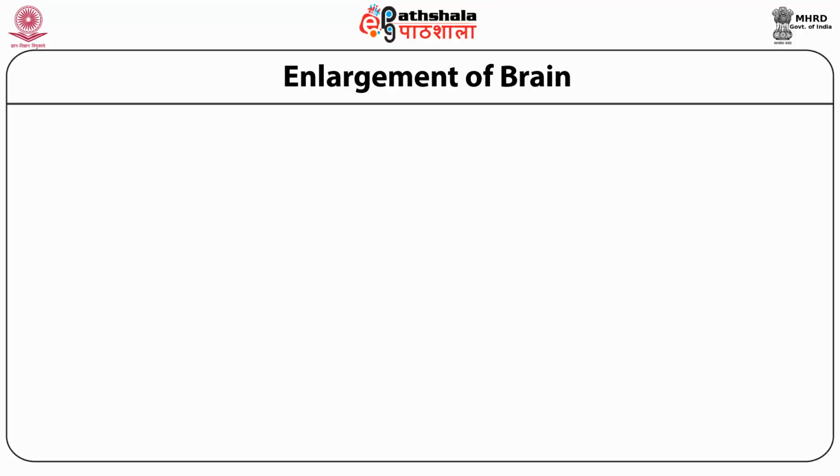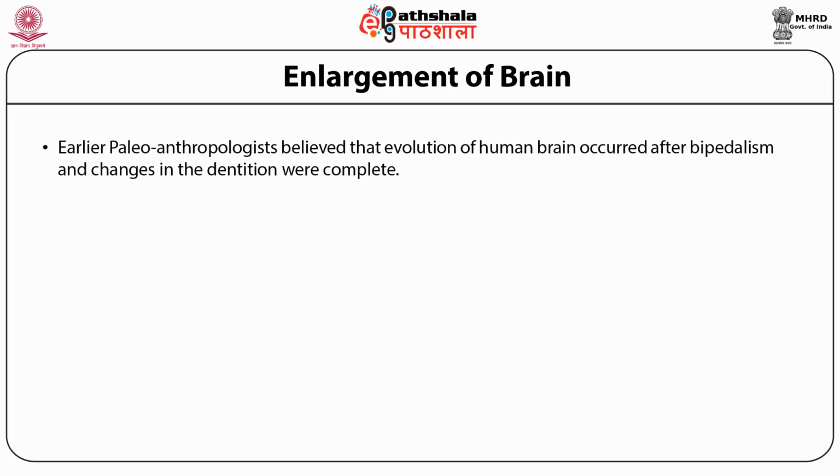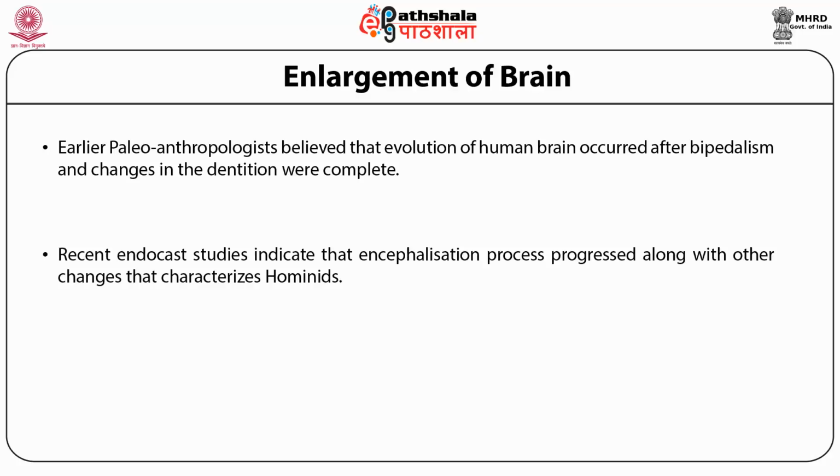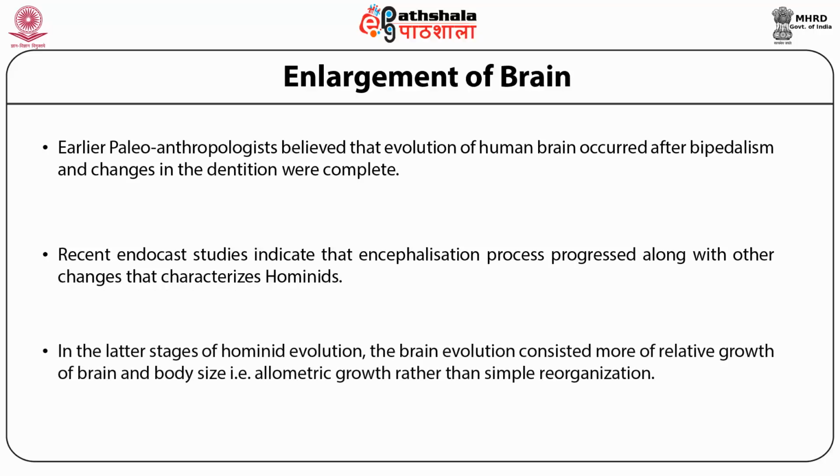Enlargement of brain. Earlier paleoanthropologists believed that evolution of the human brain occurred after bipedalism and after changes in the dentition were complete. However, recent studies on endocranial casts indicate that the encephalization process progressed along with other changes that characterize hominids. In the later stage of hominid evolution, brain evolution consisted more of relative growth of brain and body size, that is, allometric growth, rather than simple reorganization.